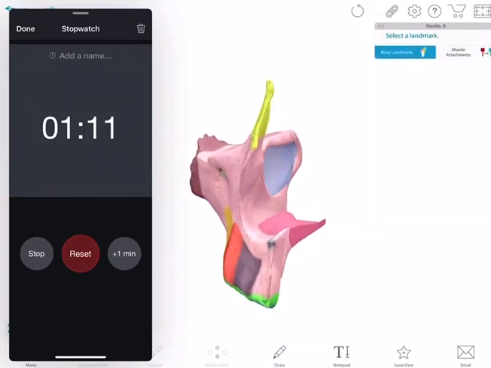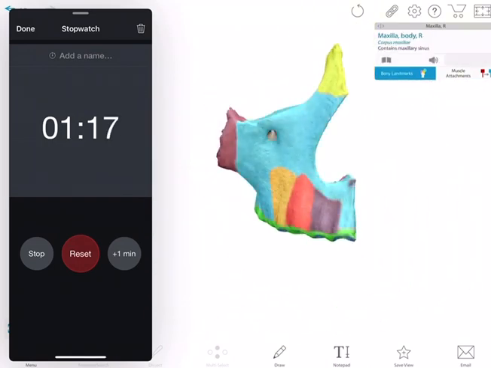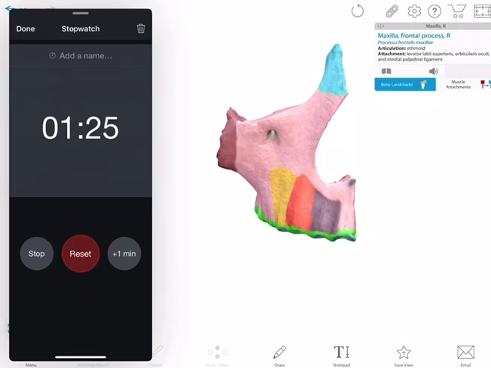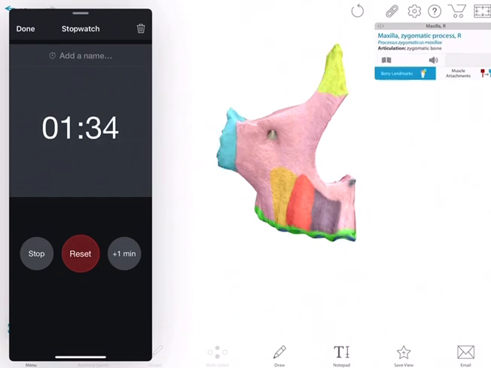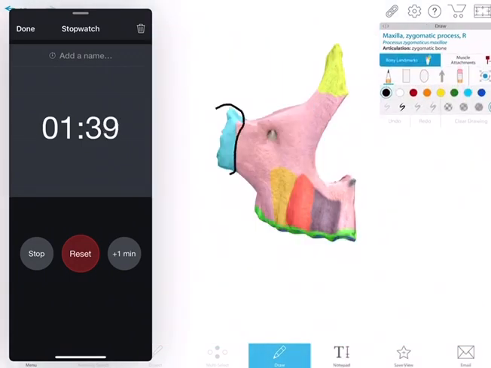The largest part of the maxilla is the maxillary body, and as we see here, it's pyramidal in shape. We have four projections of the maxilla. First is the frontal process of the maxilla, which makes a connection with the frontal bone of the skull. Then the zygomatic process of the maxilla, which makes a connection with the zygomatic bone. Here is the zygomatic process, here is the frontal process, and we have the alveolar process of the maxilla. Also, we have the palatine process of the maxilla.